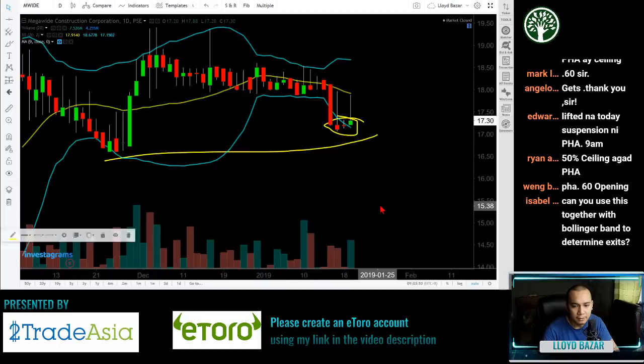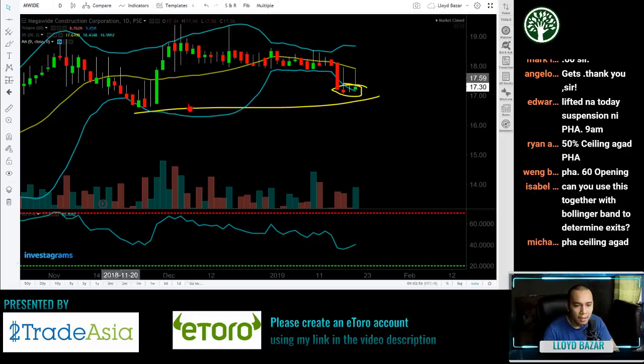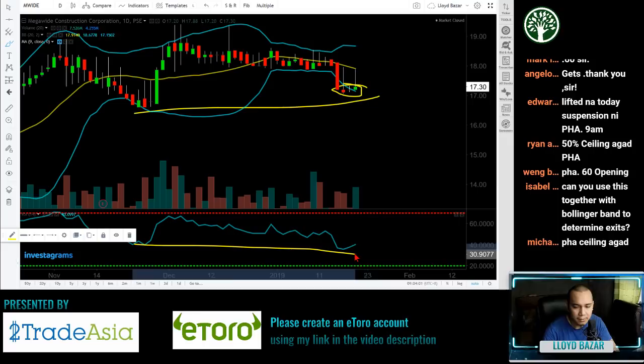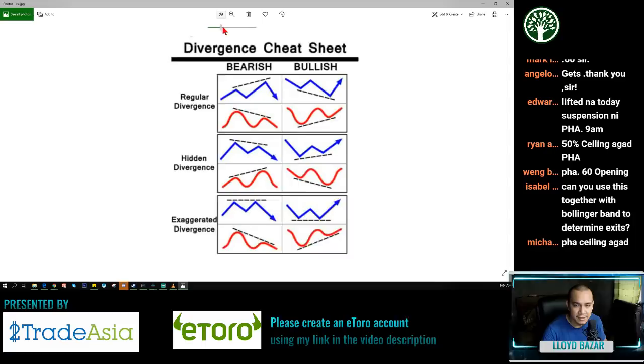Let me check out the RSI. Ito is isa sa rason bakit ko po nire-recommend. Price's support is going up, RSI is going down. And if we open our cheat sheet, if you don't have access to this yet, please prepare your screenshot. I'm going to be opening the cheat sheet. Yan. So, this is called the Divergence Cheat Sheet. Sa mga newbies dyan, sa mga wala pa nito, screenshot. Na-screenshot nyo na, ha?